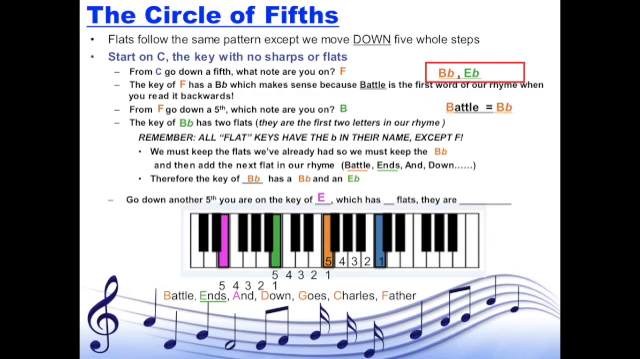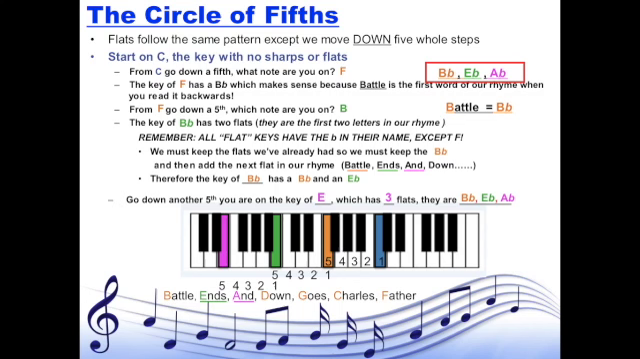So we were on our B, and if we go down 5 more, we find out that we're on the key of E, which has 3 flats. There, B flat, E flat, and then the next word in our phrase is an A, so we add on the A flat, and that is our key signature for the key of E flat.